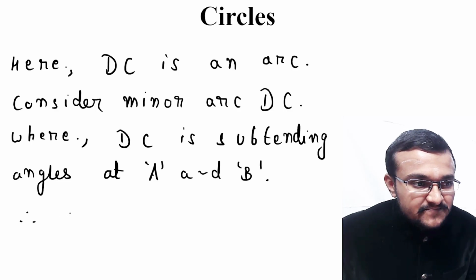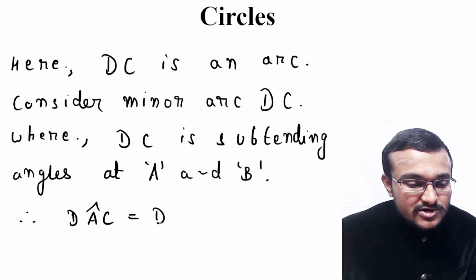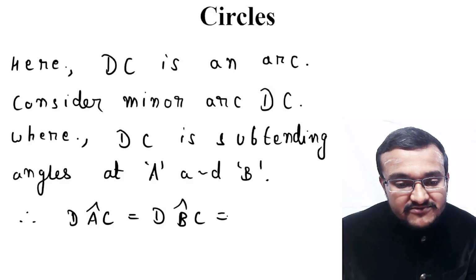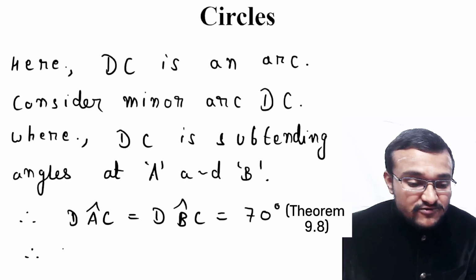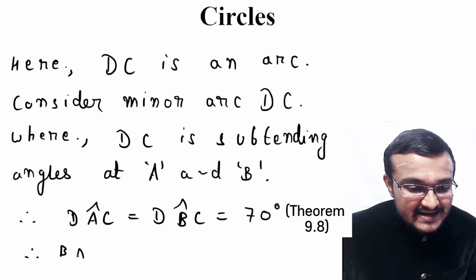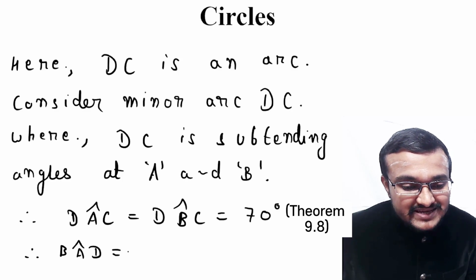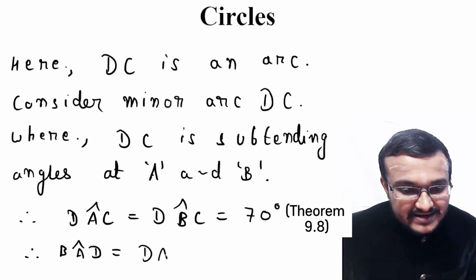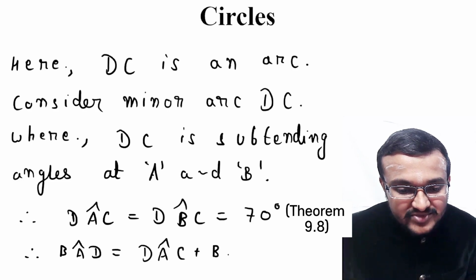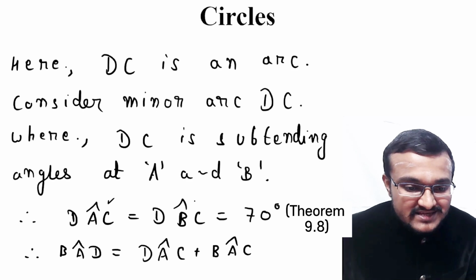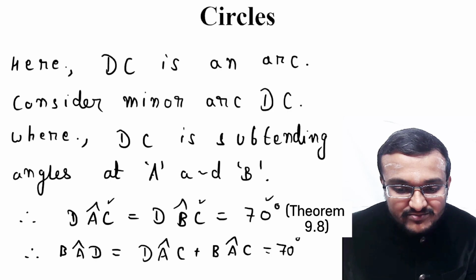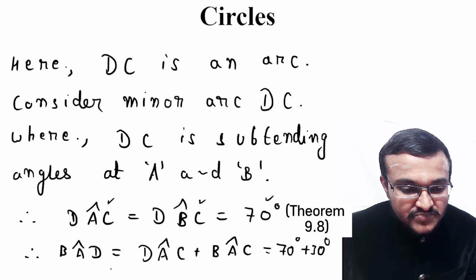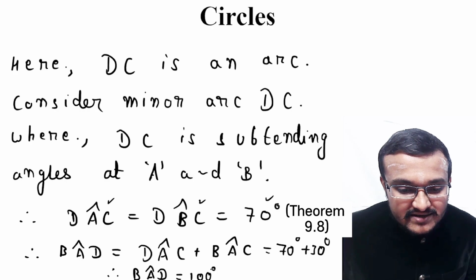So therefore here DAC angle is equal to DBC angle, and we know what is DBC angle. So DBC angle is 70 degree. So therefore the total angle BAD is equal to DAC plus BAC. So here we have proved DAC is equal to DBC, that is equal to 70 degree. So DAC is 70 degree and BAC they have given as 30 degree. So therefore BAD angle is equal to 100 degree.